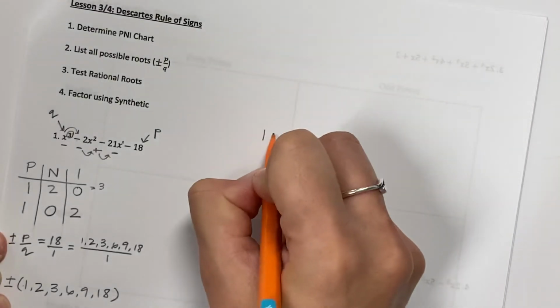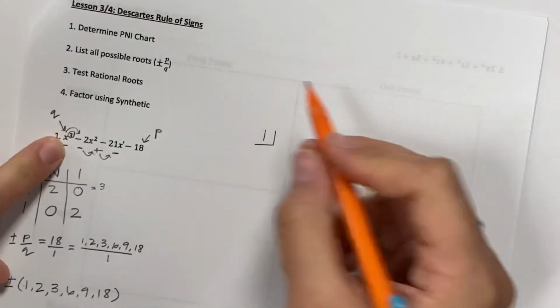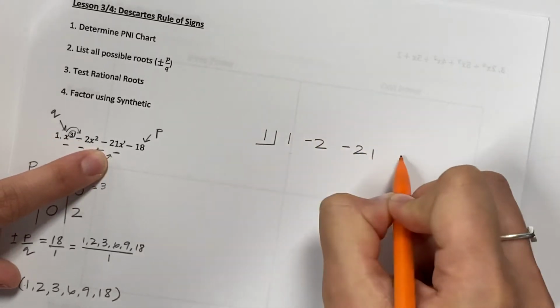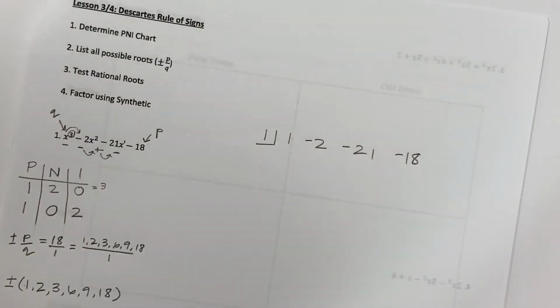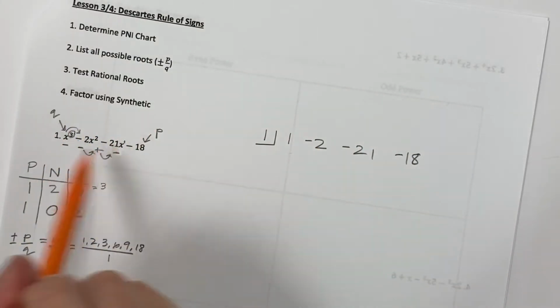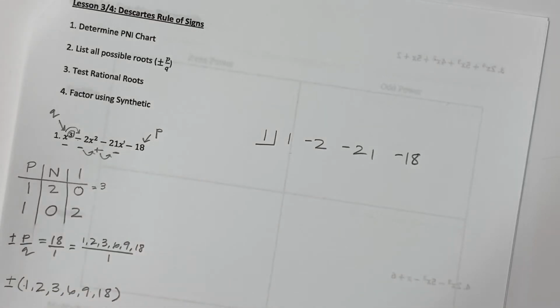So synthetic division, write your coefficients. So 1, negative 2, negative 21, negative 18. So we're trying to figure out if this one factors in evenly. Remember what we learned with the factor theorem. The remainder has to be 0 if it's a factor. So we're trying to figure out if the remainder is 0.